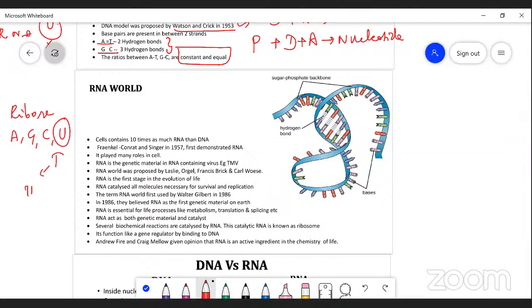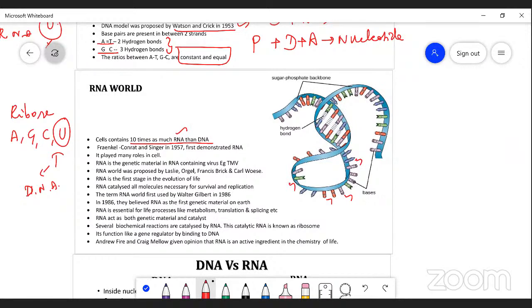Uracil means that is RNA. You can see in the diagram also. I have given adenine, uracil, guanine, and cytosine. Can you see that? These four types of nitrogenous bases are present. First, cells contain 10 times as much RNA as DNA. Which one is more in amount compared to DNA? The RNA is more in amount than the DNA in each cell. That is also an important question.